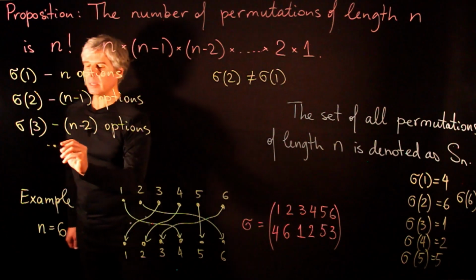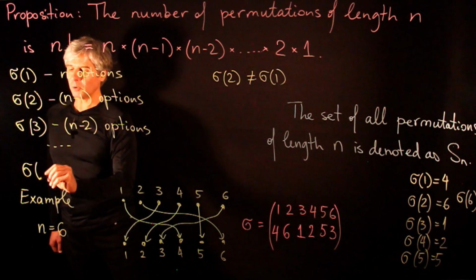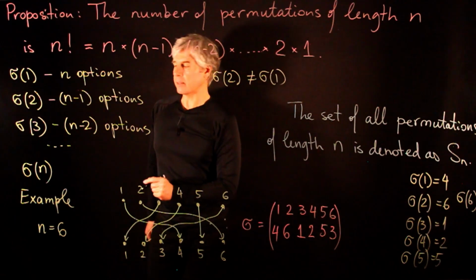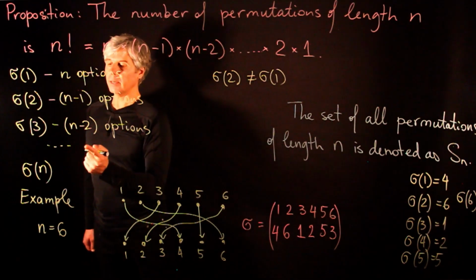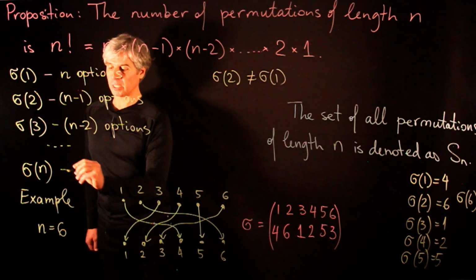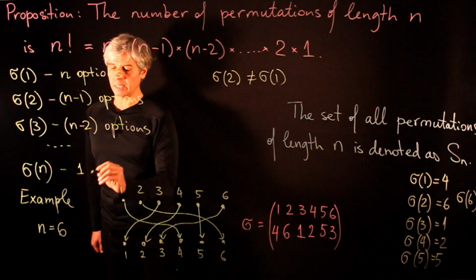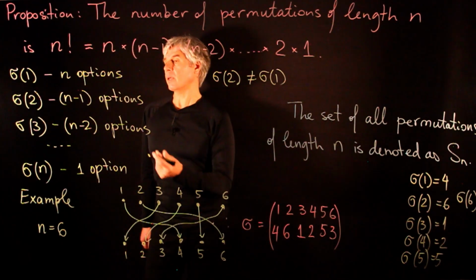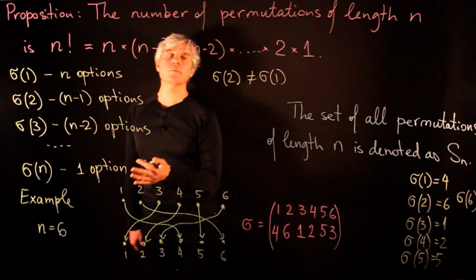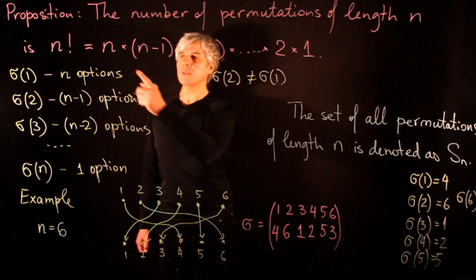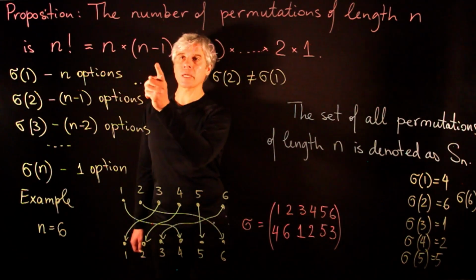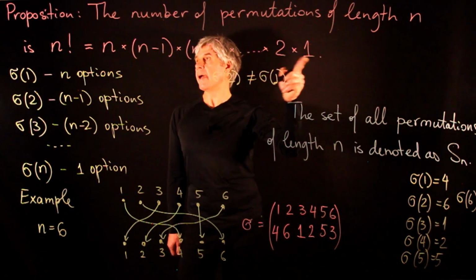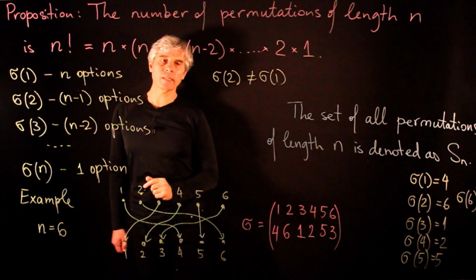And so on. So when we come to sigma of n, then because all other values are already taken, there will be only one possible value left. So for sigma of n, we have a single option. And so then, if we look at the total number of our options, we obtain the product n times n minus 1 times n minus 2, and so on, all the way down to 1. And this number is called n factorial.